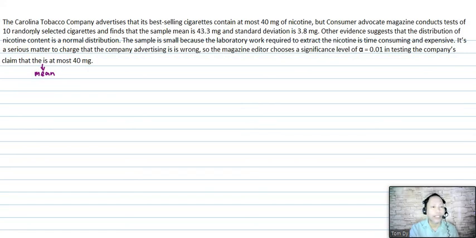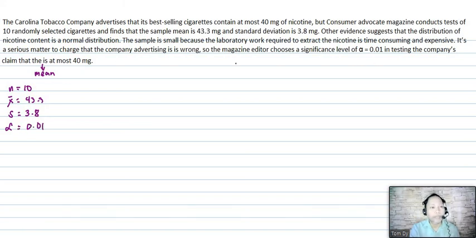Of course, again, when we solve problems like this, we have to write the given data. So, read back the problem. Consumer Advocate magazine conducts tests of 10 randomly selected cigarettes, so our N is equivalent to 10. We also have a sample mean, which is equivalent to 43.3 milligrams, and the standard deviation, which is equivalent to 3.8 milligrams. And then the alpha level here is 0.01.